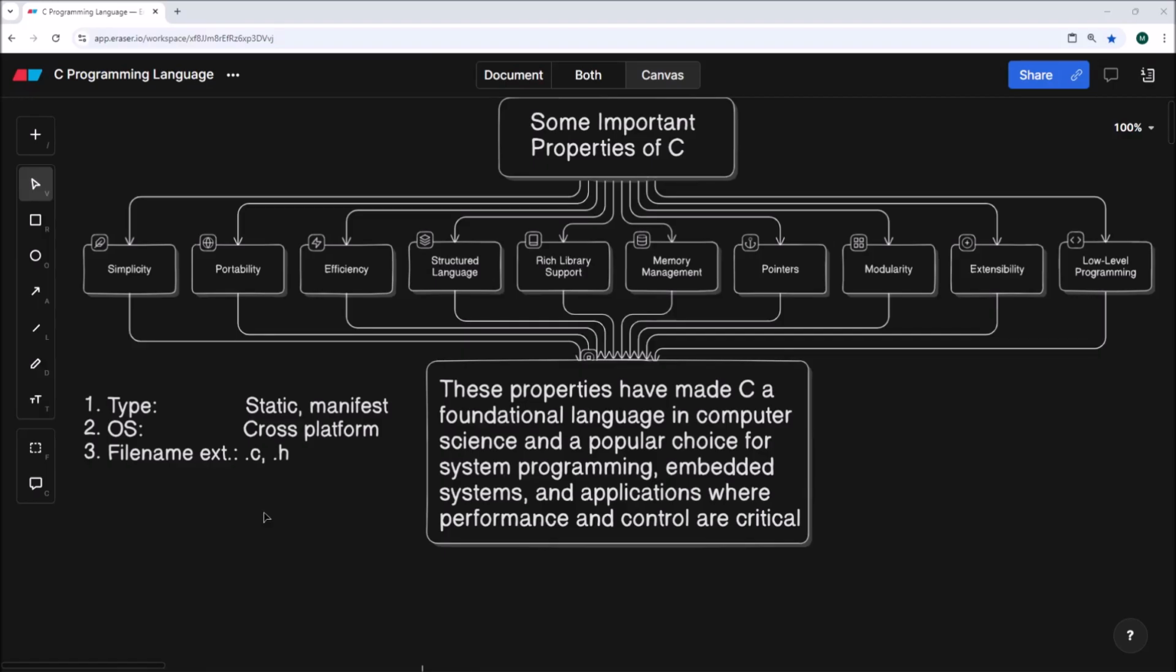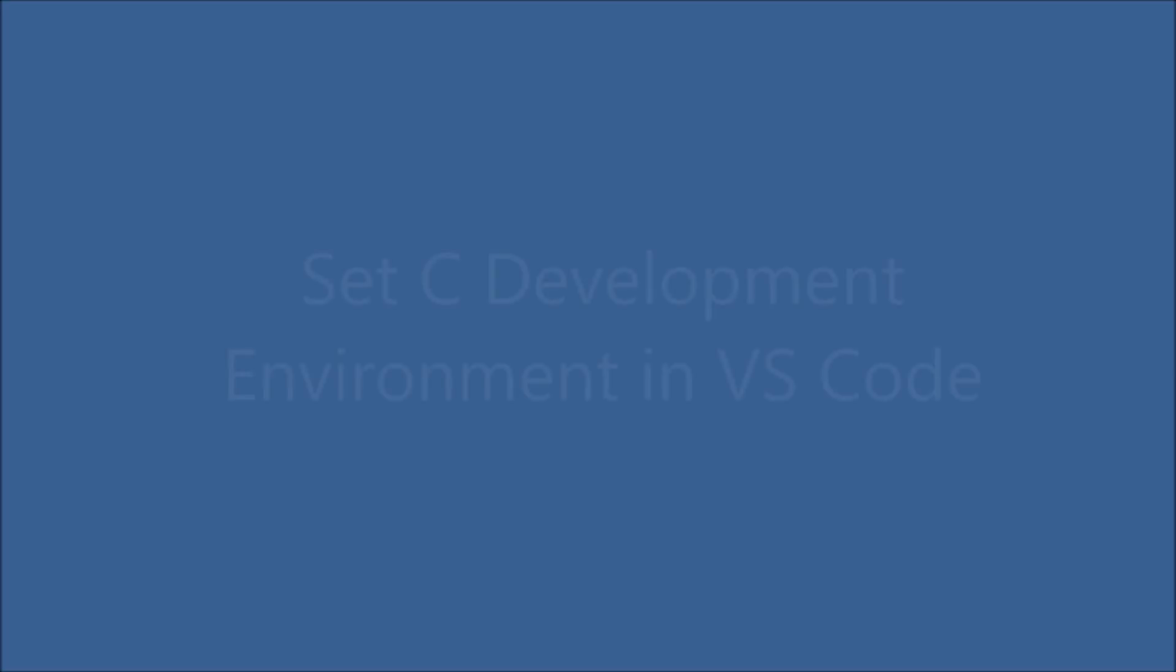Finally, in C, we have two types of file name extensions. The first one is .c, which is used for code. The second one is .h, which is mainly used for preprocessor directives. In the coming lectures, we will explain all of these important properties of C in detail.